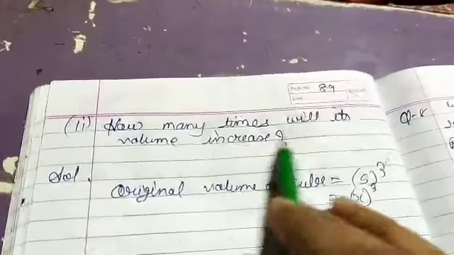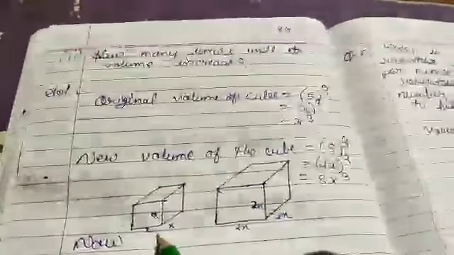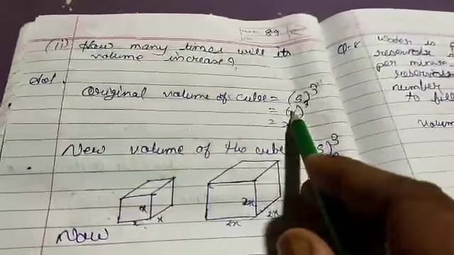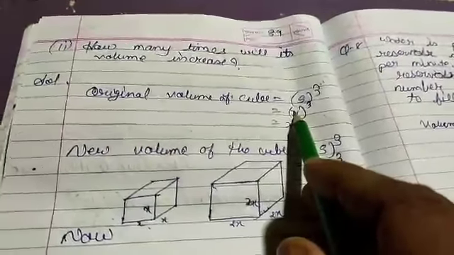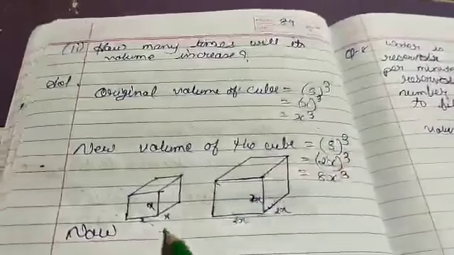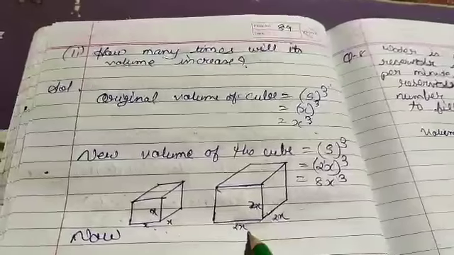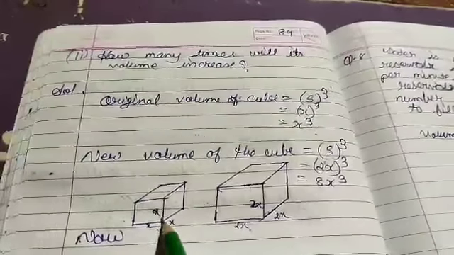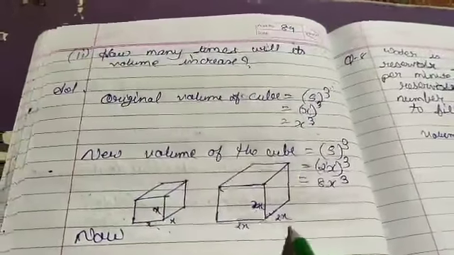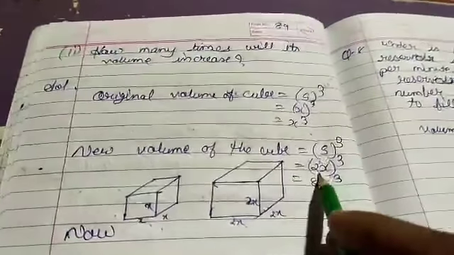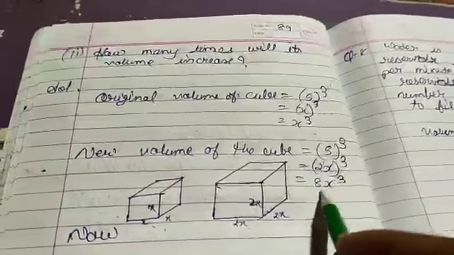How many times will its volume increase? If the original edge is x, the original volume will be side cube. Volume of a cube is side cube, so the cube of x is x cube. Now the new volume: if the edge is doubled, x becomes 2x. The volume of the new cube will be side cube, that is 2x cube, which gives 8x cube.